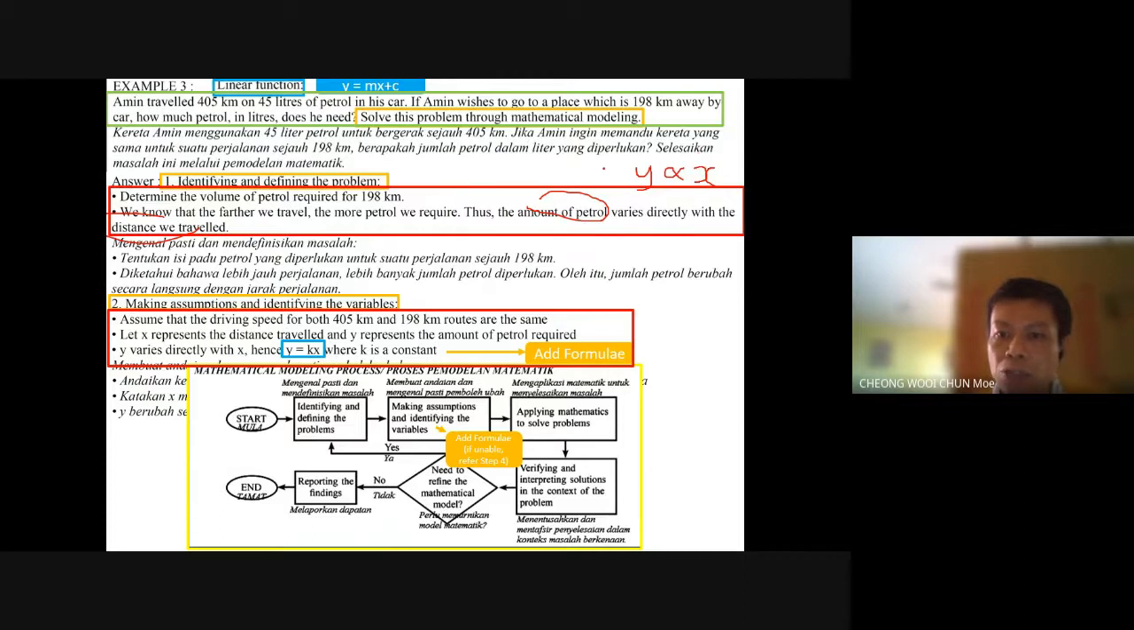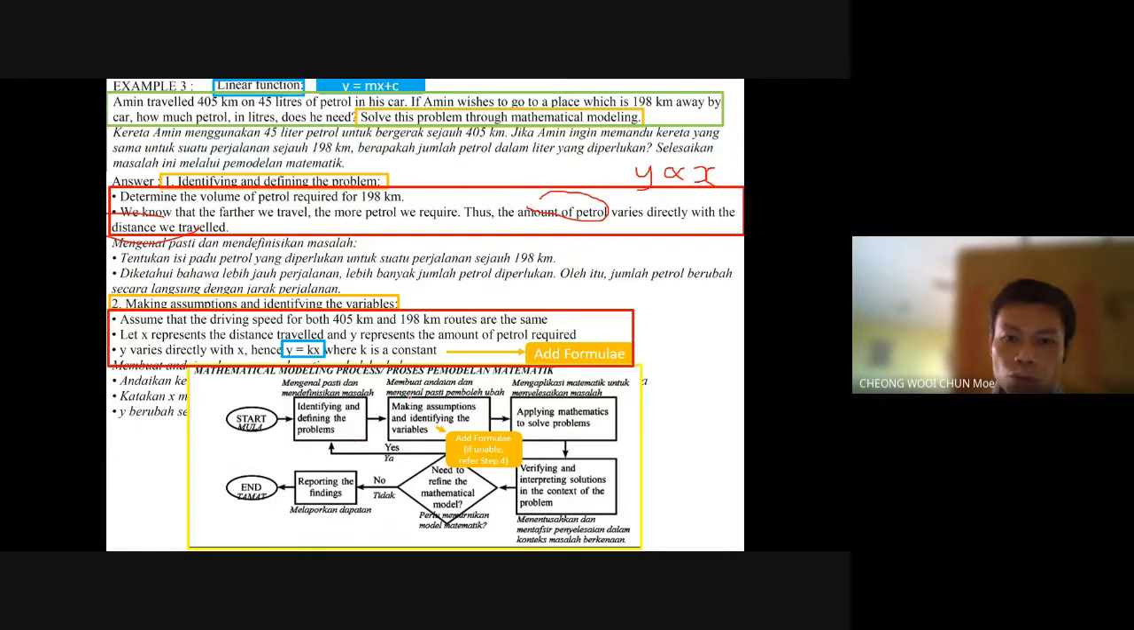Usually there are three types of graph, as I mentioned: linear, quadratic, and exponential. We start by checking whether it's suitable to get the linear equation first. We start with the linear equation; if it cannot work, then we try quadratic and so on. In the next example 4 and example 5, you will know how to identify the quadratic and also the exponential function.